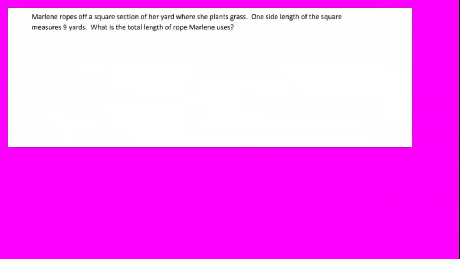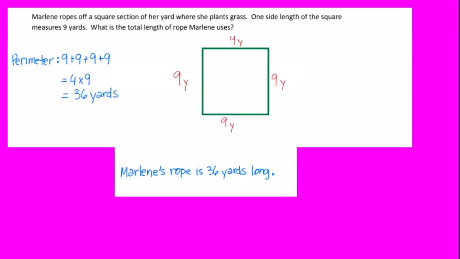The exit ticket. Okay, you're going to pause, try the exit ticket on your own. Marlene ropes off a square section of her yard where she plants grass. One side length of the square is 9. And what is the total length? 9 plus 9 plus 9 plus 9, or 4 times 9 would equal 36 yards. Marlene's rope is 36 yards long.